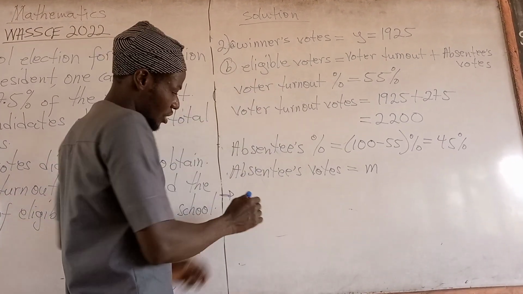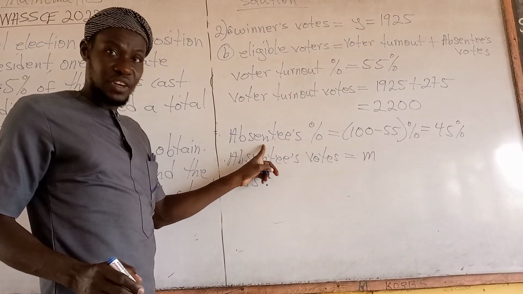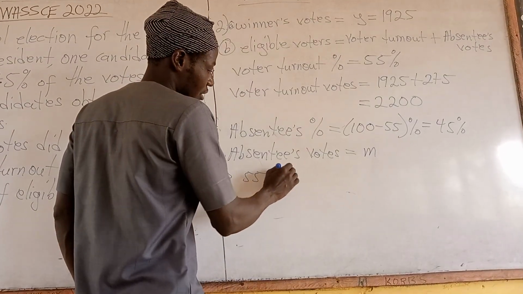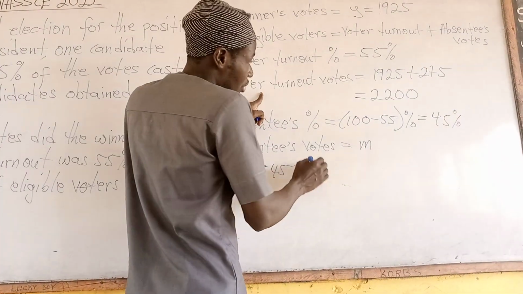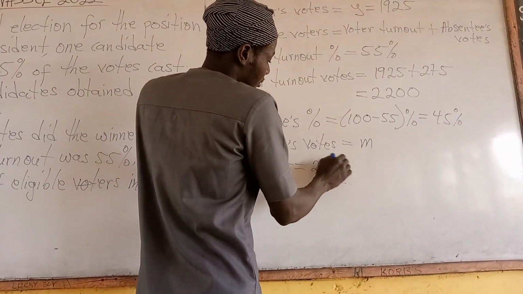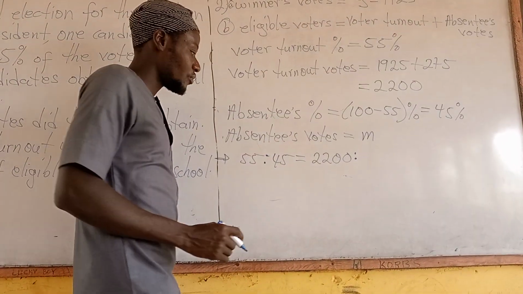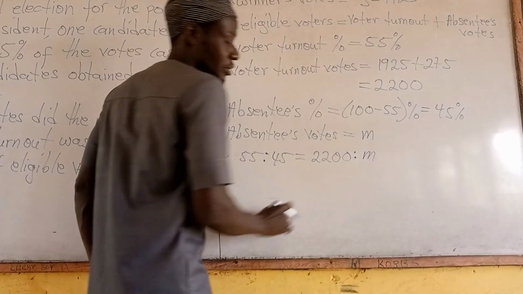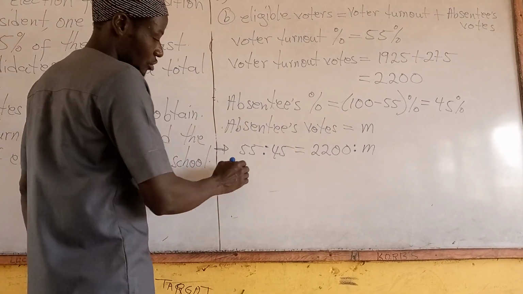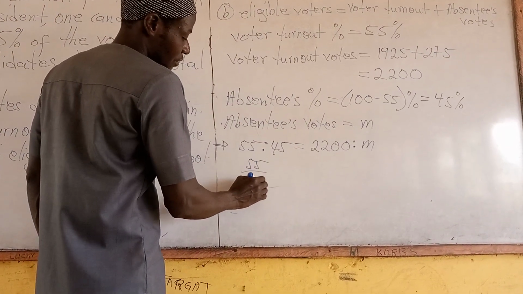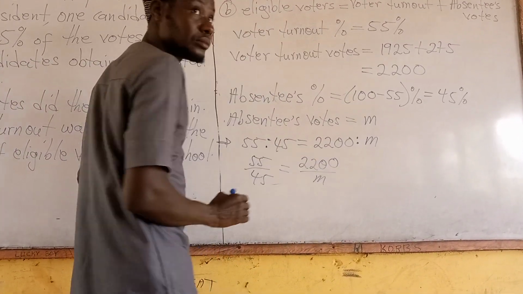And so this implies the ratio of the voter turnout, that is 55% by the percentage of the absentees, which is 45%, should be equal to the ratio of the voter turnout votes, which is 2,200, to the absentees votes, which is M. So we express it in common fraction form. So 55 divided by 45 being equal to 2,200 divided by M.